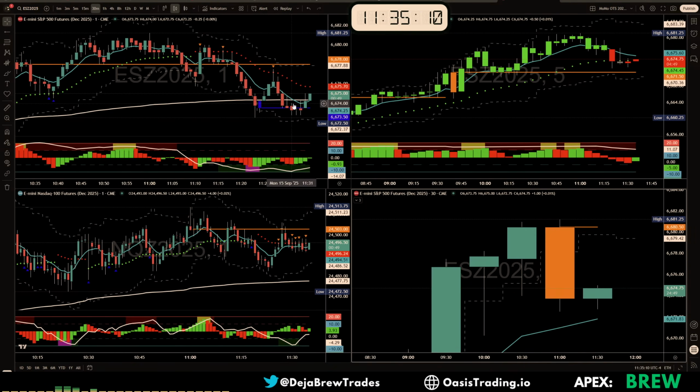By the way, keep an eye on this pivot. Still getting buy pressure on the pivot and buy pressure on VWAP.